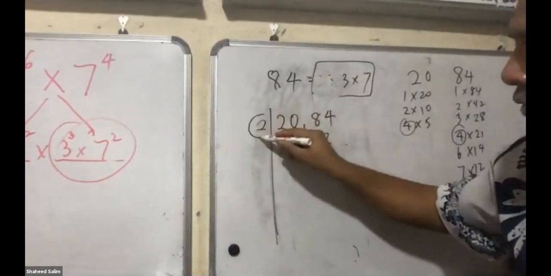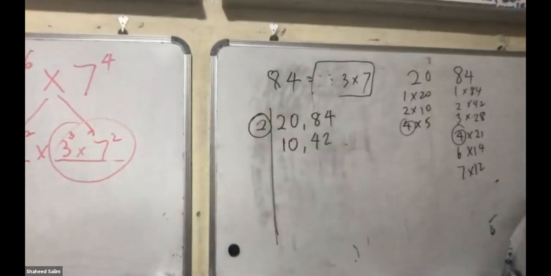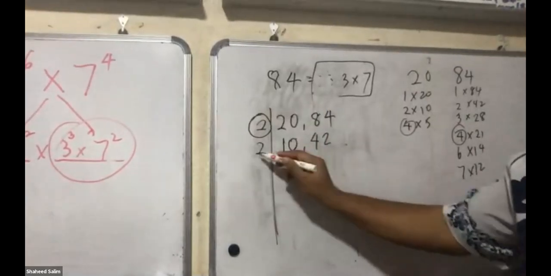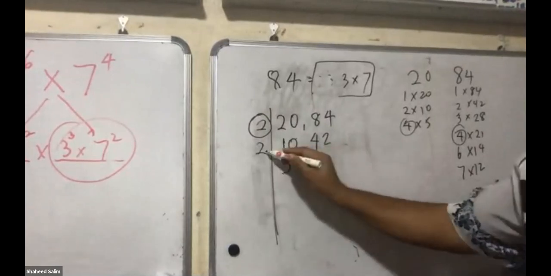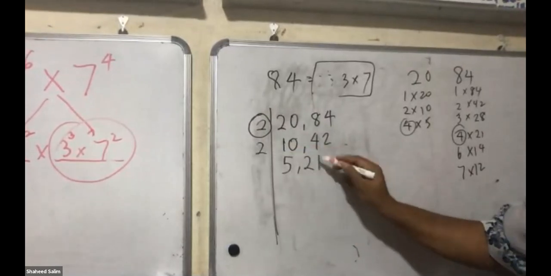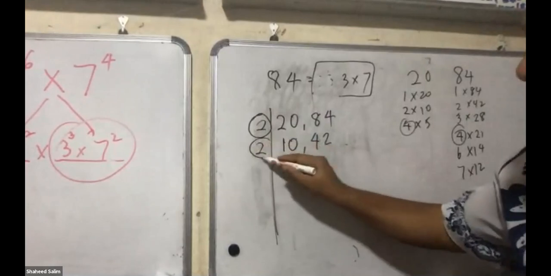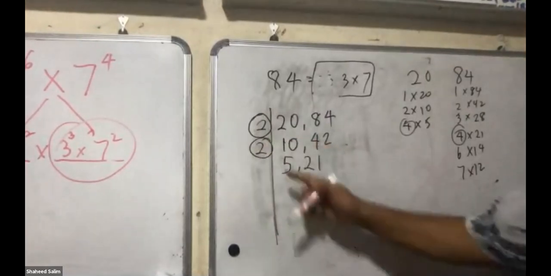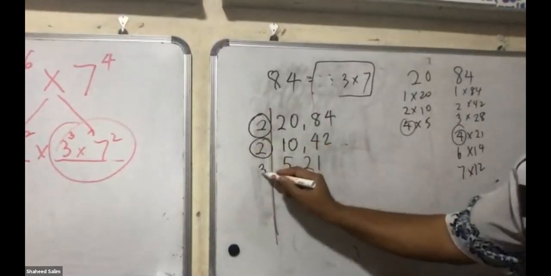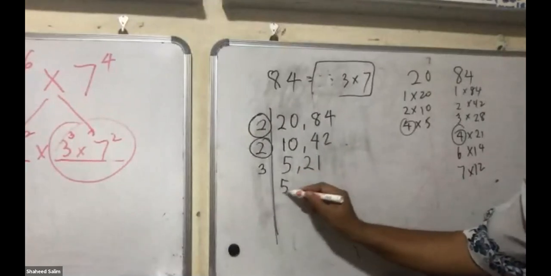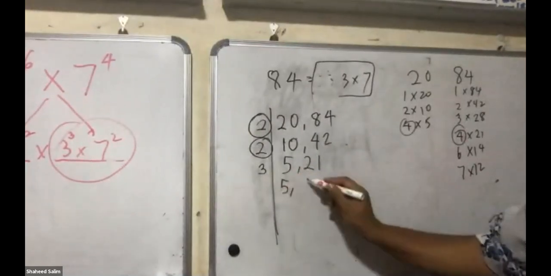So if both can, you circle. I try to divide by 2 again. 10 divided by 2, 5. 42 divided by 2, 21. Both can divide, right? Another circle. Then the next one, 2 cannot really. 3. This one cannot, we just bring down the 5. 21 divided by 3, 7.